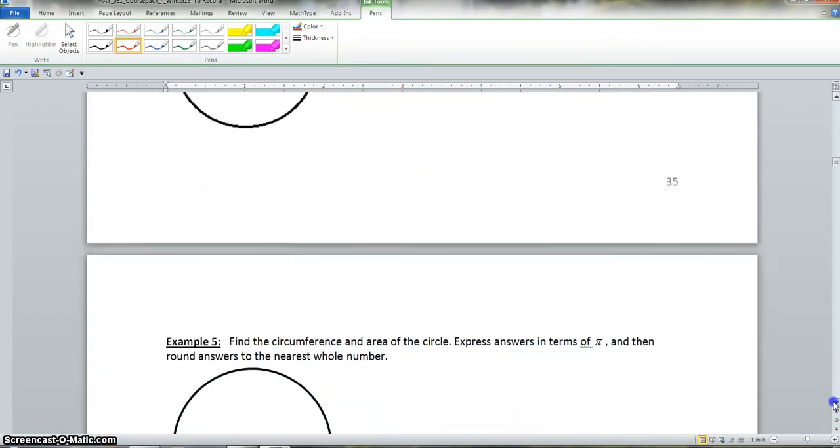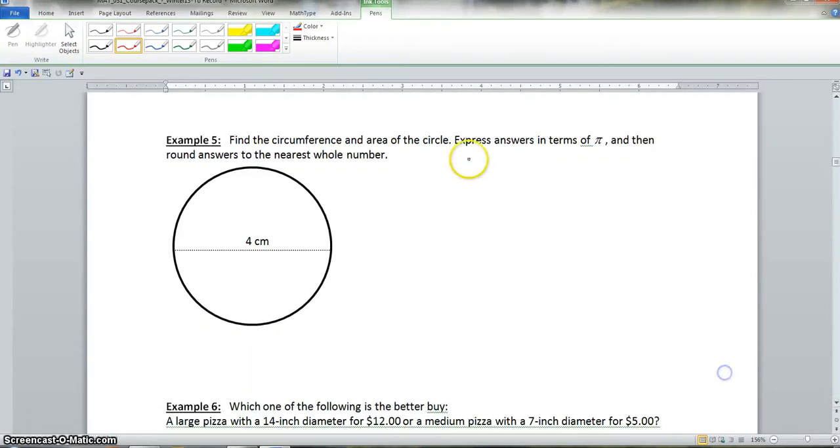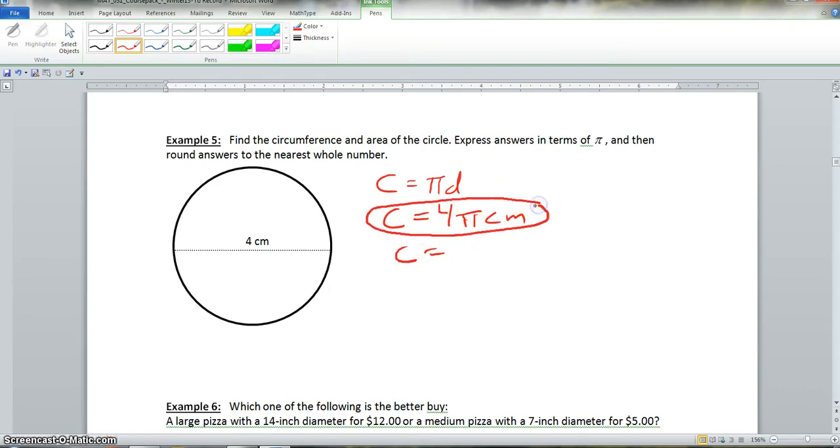Now we scroll down to example 5. It says, find the circumference and area of the circle. Express answers in terms of pi, and then round answers to the nearest whole number. So you will have the circumference is equal to pi times the diameter. The circumference is equal to 4 pi centimeters, because we know our diameter is 4 centimeters. So now 4 pi centimeters, this will be your first answer because this is in terms of pi.